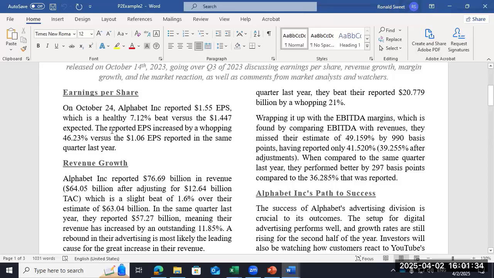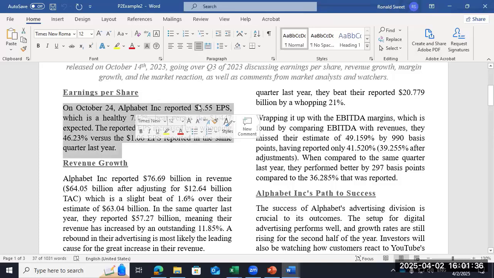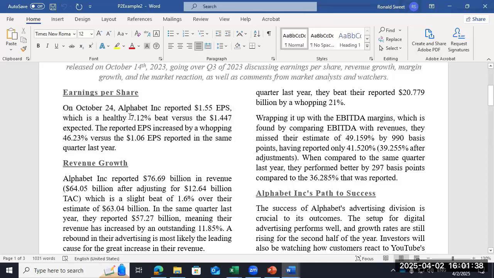So you want to try to get it in one sentence. They reported $1.55, which was a 7.12% beat versus the expected, and 43% versus reported the same quarter last year. See if you can get that in one sentence. You use the word beat when you're talking about actual versus expected. You use the word increase when you're talking about last year.